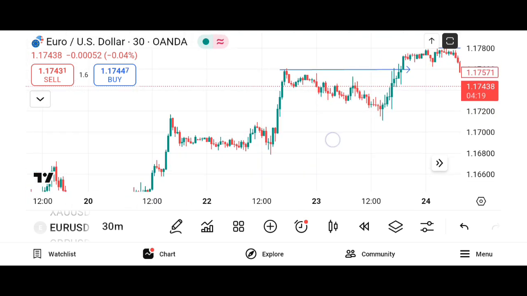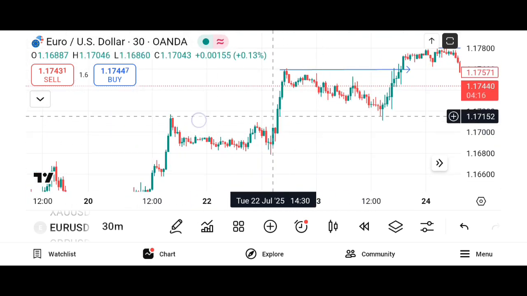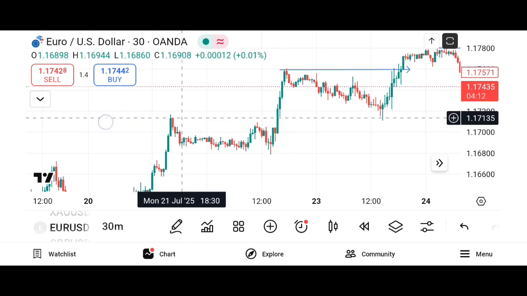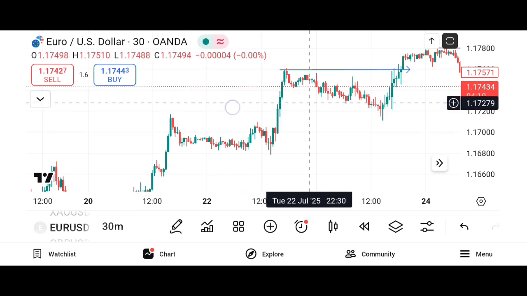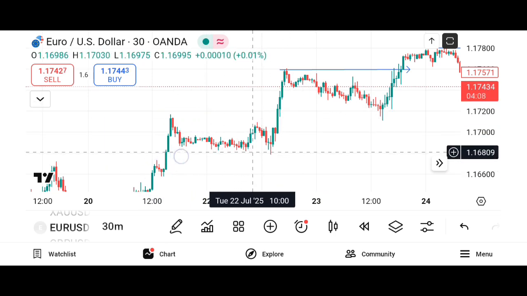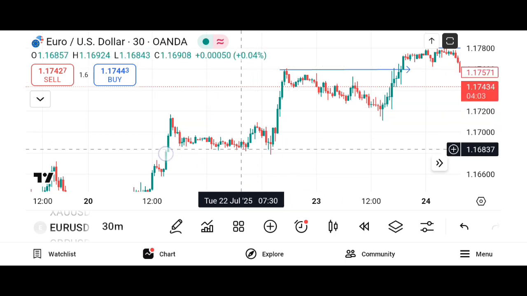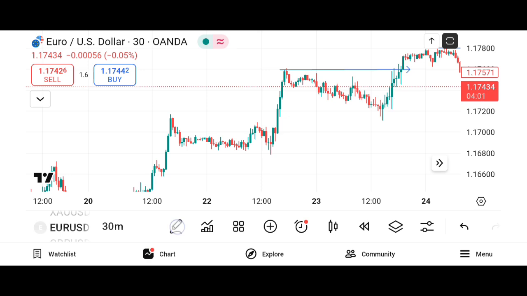So here, look at it. We have here body to wick. After what happened? Continuation. Below it, you have wick to wick. After wick to wick happened, what happened? It reversed the down movement. It was coming down.